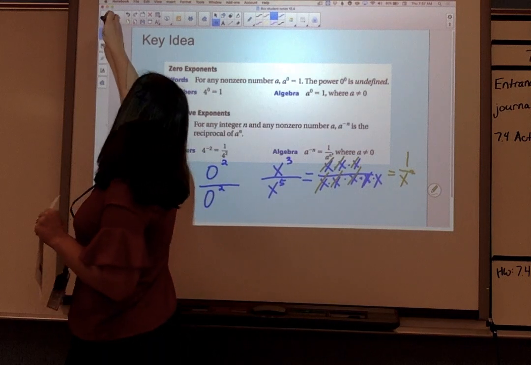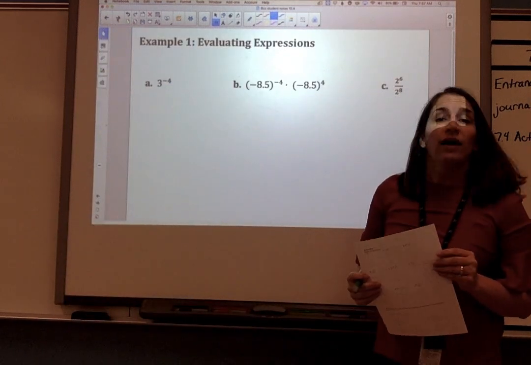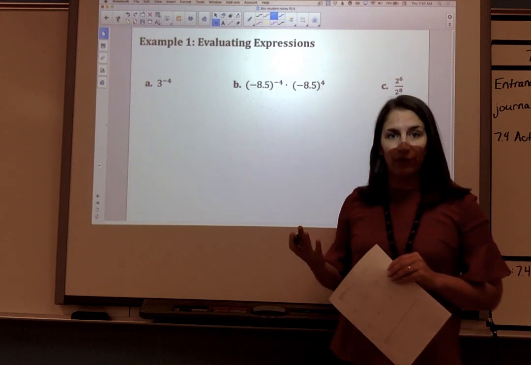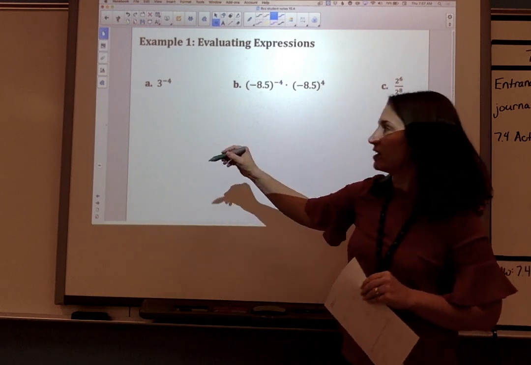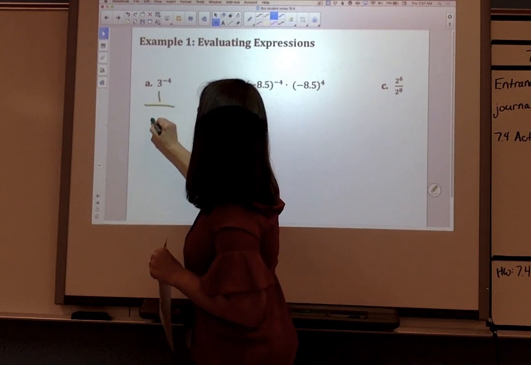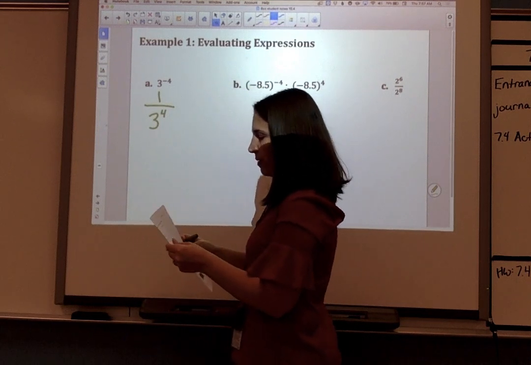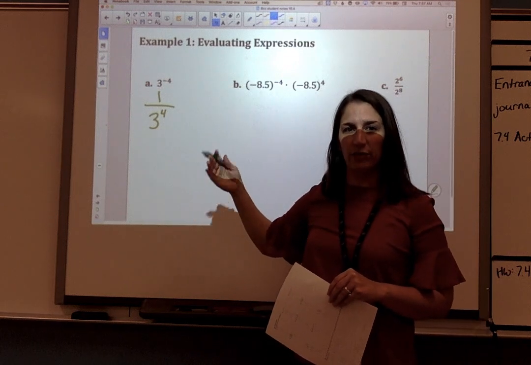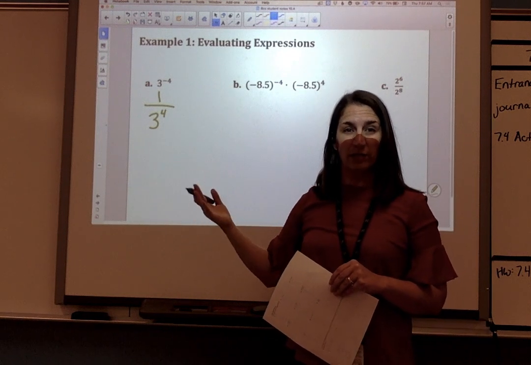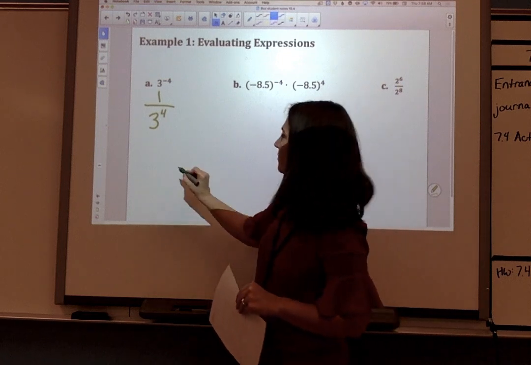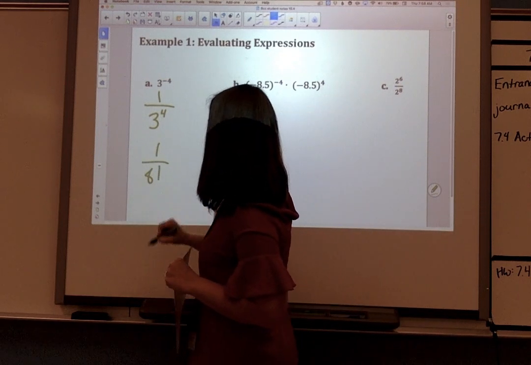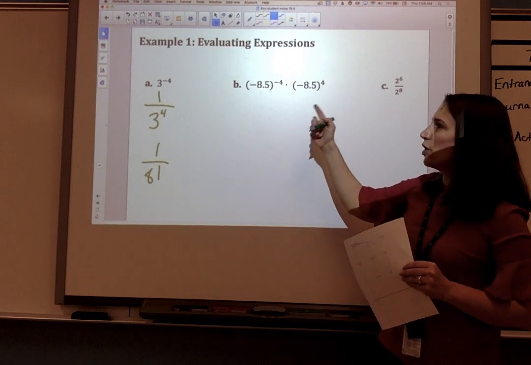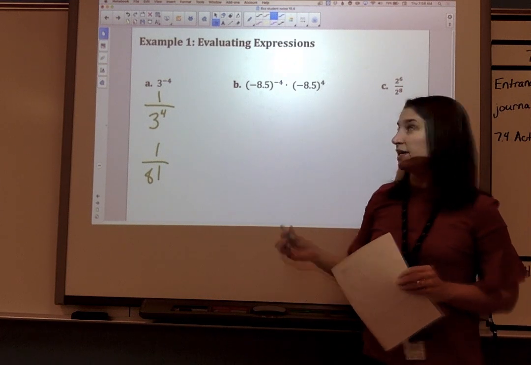All right, so let's look at some examples of this. We're going to evaluate some expressions first. So 3 to the negative 4th power, because this is a negative exponent, we're going to say that's the same thing as 1 over 3 to the 4th power. And then we'll go ahead and simplify that. 3 to the 4th power is 3 times 3 times 3 times 3, so 9 times 9, 81. 1 over 81.